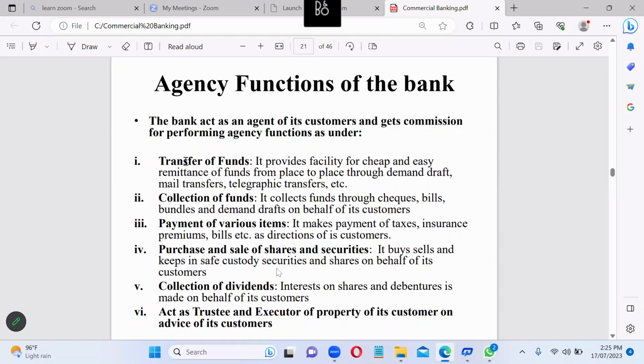Purchasing and sale of shares and securities. Once the commercial banks purchase and sell shares, they get a commission. For safe custody of securities, they safely move the securities, stocks, or shares among the people. For that, they collect commission from the two parties. Collection of dividends. You know about the dividend. Interest on shares and debentures is collected on behalf of its customer. So the bank functions as an agency on behalf of the customer.